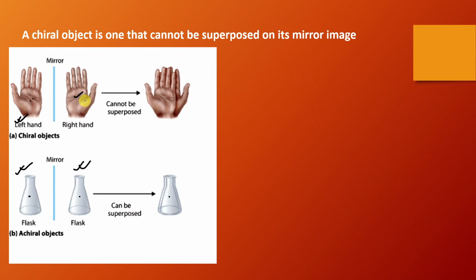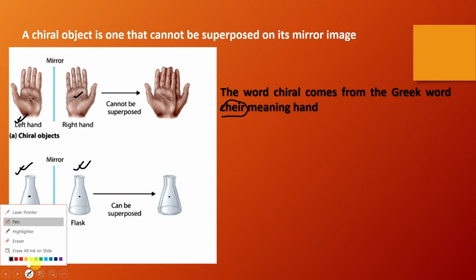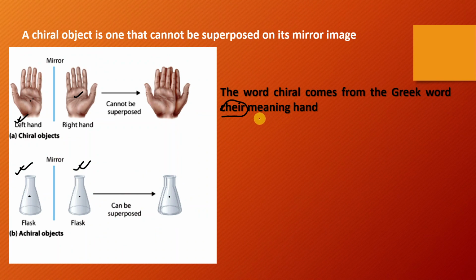So simply using this trick, you can identify which is a chiral and which is an achiral object. The word chiral came from a Greek word, which I don't know how to pronounce, but it means hand. So basically all the concepts of chirality come right from the hand. You can see that our hand is a chiral object, and from that this type of concept came.